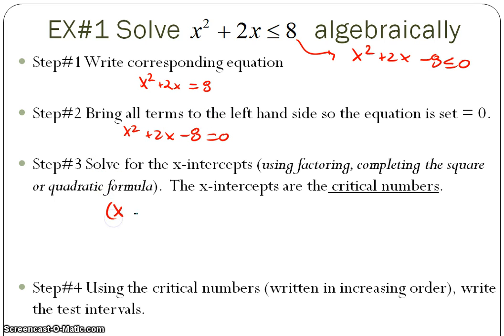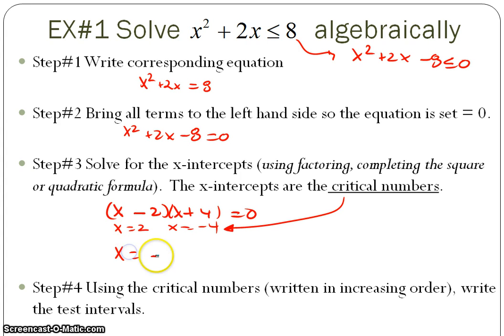So it factors as x minus 2 and x plus 4 equals 0, because we needed two numbers that add to be 2 and multiply to be negative 8. So now I'm going to solve, and I get x equals 2 and x equals negative 4. So these are what's called the critical numbers. The critical numbers are the x-intercepts, and we're going to write them in increasing order. So it's negative 4, comma, 2, and we're going to write the test intervals.